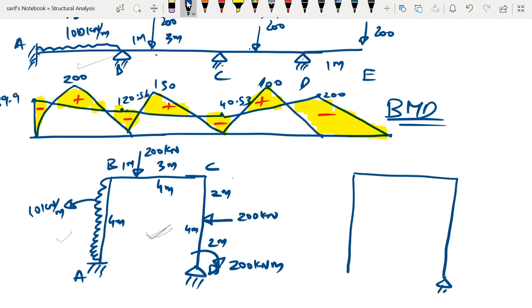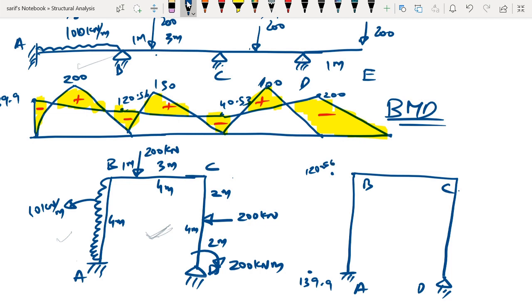This is what we are having. So this is A, B, C and D. The hogging moments are going to create tension on the outside of the beam. So support bending moment diagram has to be drawn on the outside. At A, the bending moment is 139. So we'll mark a 139 here. And at B, the bending moment was 120, so we will mark a 120 here.